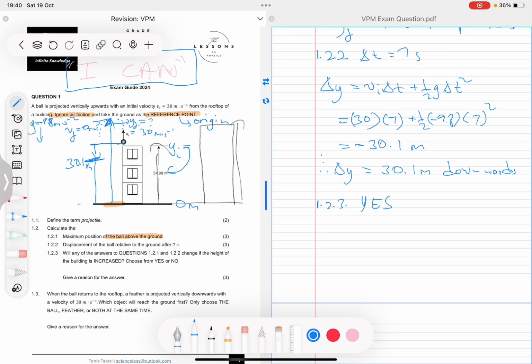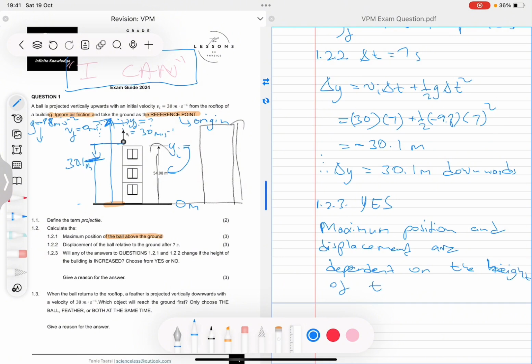The reason why it will change is because we can see from the above equations in question 1.2.1 and 1.2.2 that the maximum position and the displacement are dependent on the height of the building.